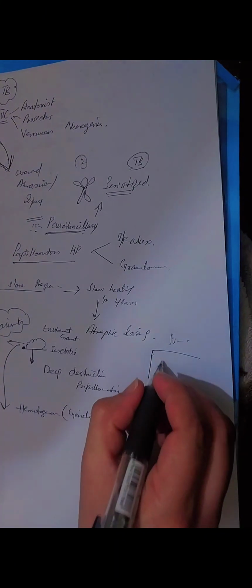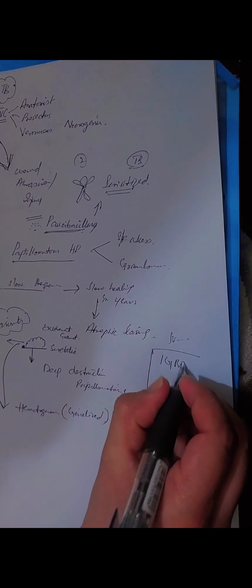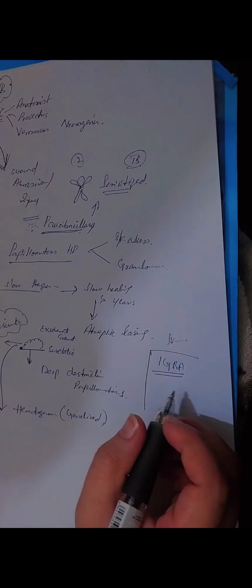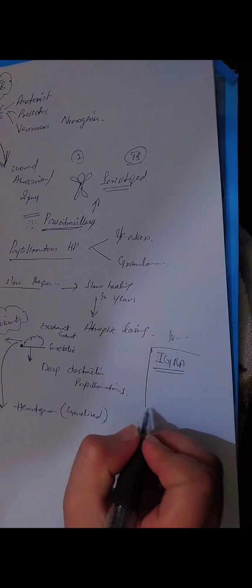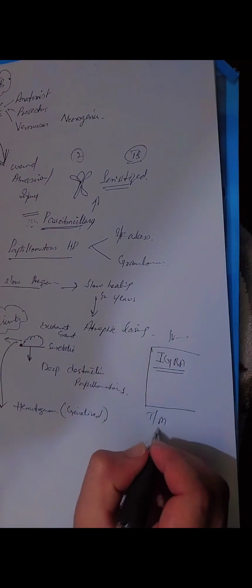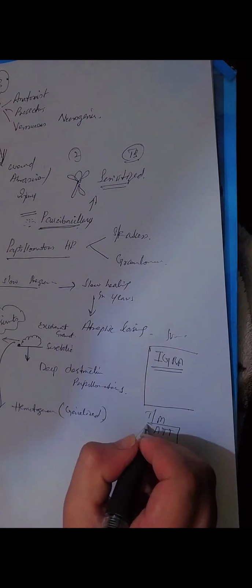So for the investigations, IGRA is very important because IGRA can differentiate it from atypical mycobacteria or BCG vaccination, which do not affect this test. And the treatment is ATD. So this is all about warty tuberculosis.